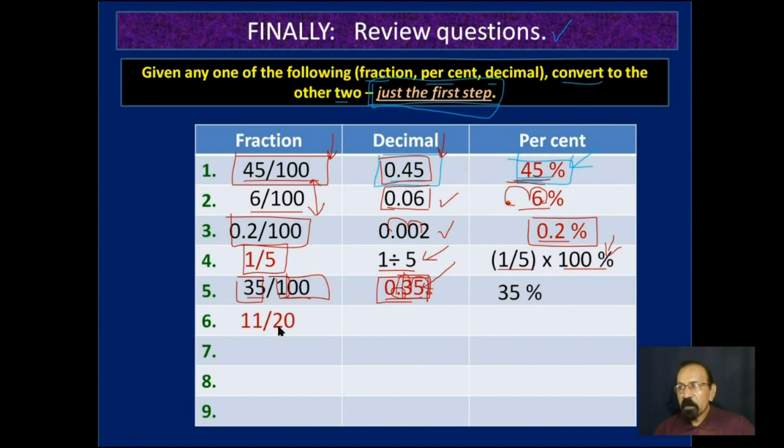11 over 20. Let's go to a decimal. You would divide the numerator by the denominator. As this indicates, 11 over 20 actually means 11 divided by 20. But we will state it as a decimal format. So we will divide 11 by 20 and state it as a decimal format, 0 point something something.